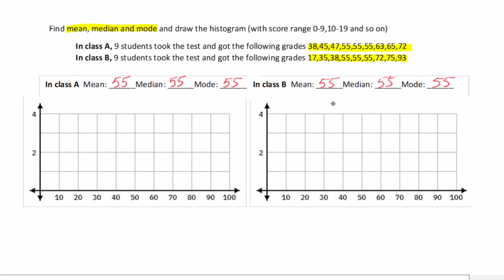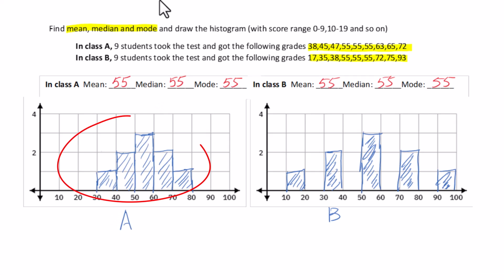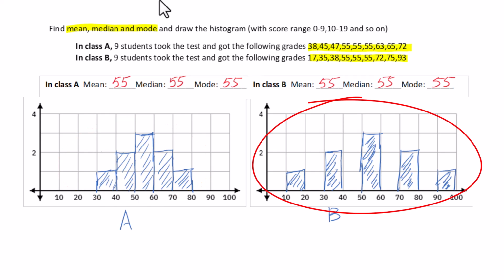So if you only use central tendency to analyze the data, you will see these two sets of data have the same central tendency. So they are the same. But from the perspective of dispersion, these two sets of data are not the same. Let's draw the histogram for class A and class B first. This is the histogram for class A. This is the histogram for class B.